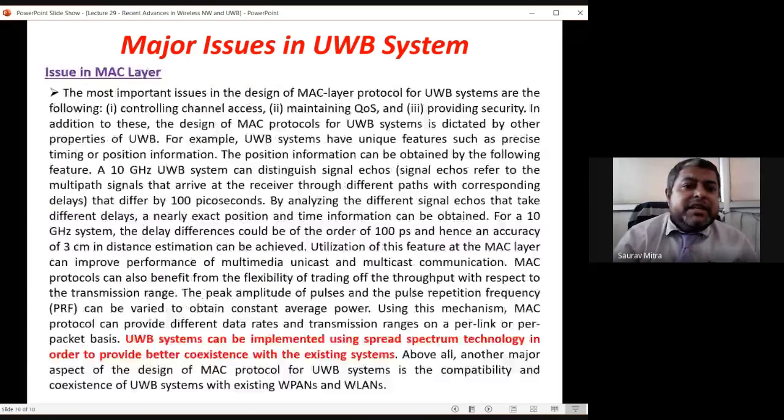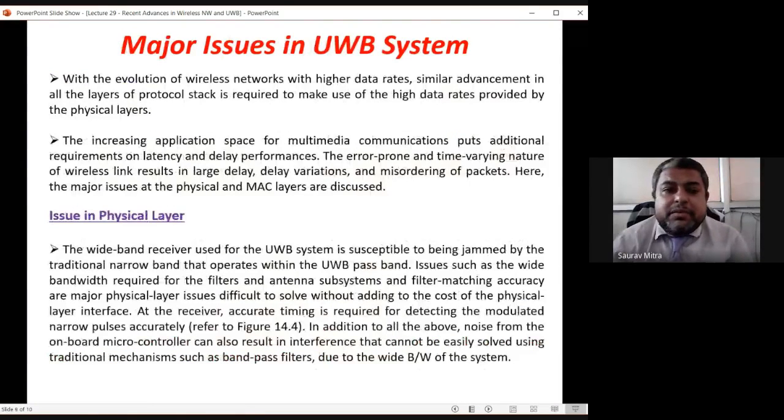Next are the major issues in ultra wideband systems. What are the major issues in ultra wideband systems? We will see here. Issues means you can say limitations or drawbacks. With the evolution of wireless networks with higher data rates, similar advancement in all the layers of the protocol stack is required to make use of the high data rates provided by the physical layer.